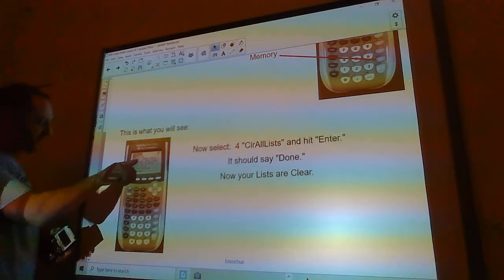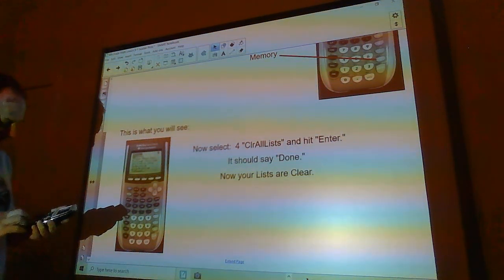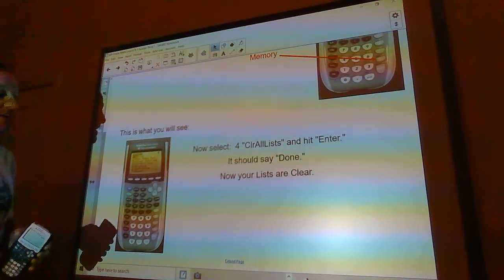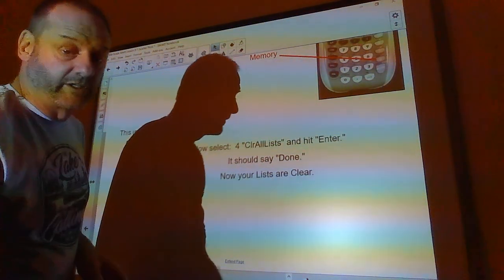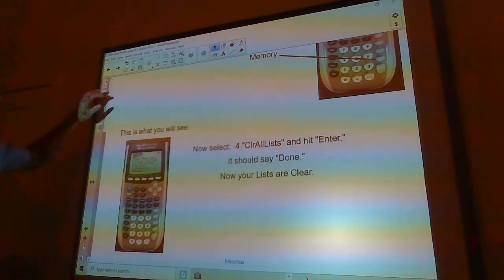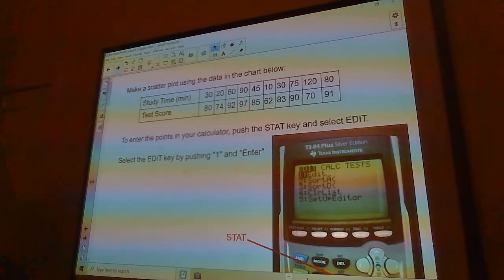But if you look down here to number 4, it says clear all lists. So you're going to hit 4, and you're going to hit enter, and it should say done. And that means that your lists are clear. All your data is emptied out of this thing. Okay, so you're good to start a new scatter plot.